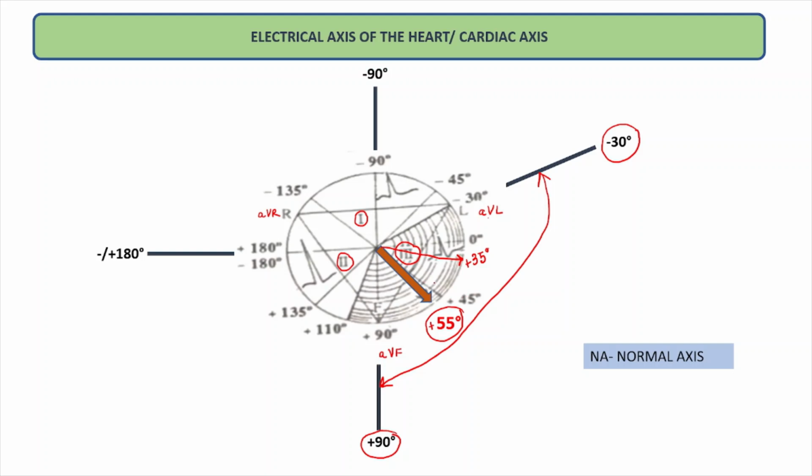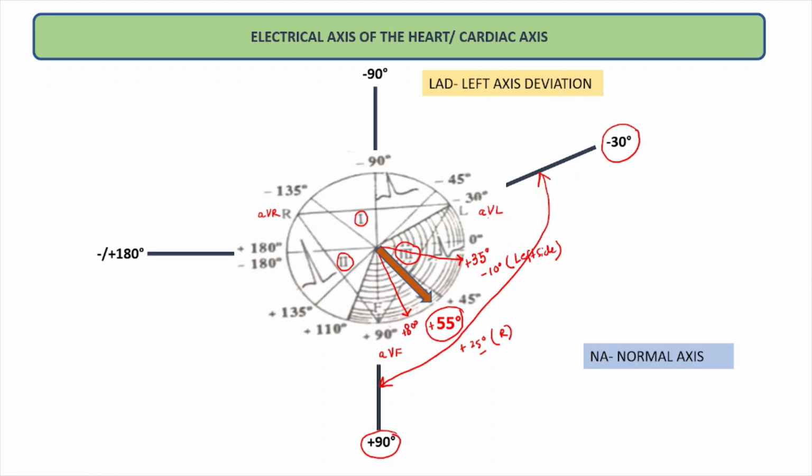there is a deviation of minus 20 degree, and the deviation is on the left side. If the deviation is on the right side, that is called right sided shift, and suppose this is plus 80 degree. So there is a deviation of plus 25 degree, a right sided deviation of 25 degree.